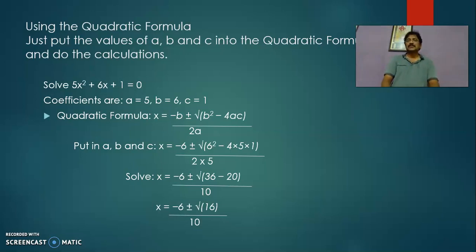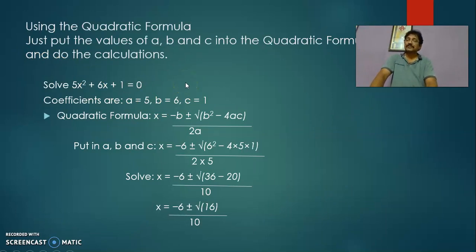Okay, let's see. Using this quadratic formula, just put the values a, b, c into the quadratic formula and we can do the calculations. So let's see one problem: 5x square plus 6x plus 1 equal to 0. Just compare with ax square plus bx plus c equal to 0. So a equal to 5 here, b equal to 6 here and c is equal to 1. This is very important. So first you have to observe this very carefully.